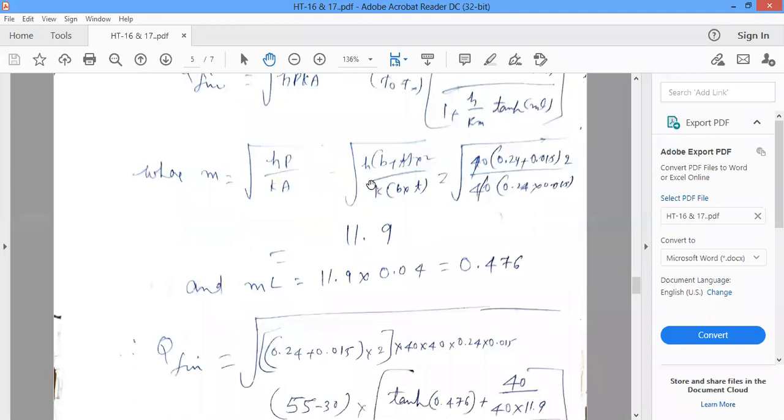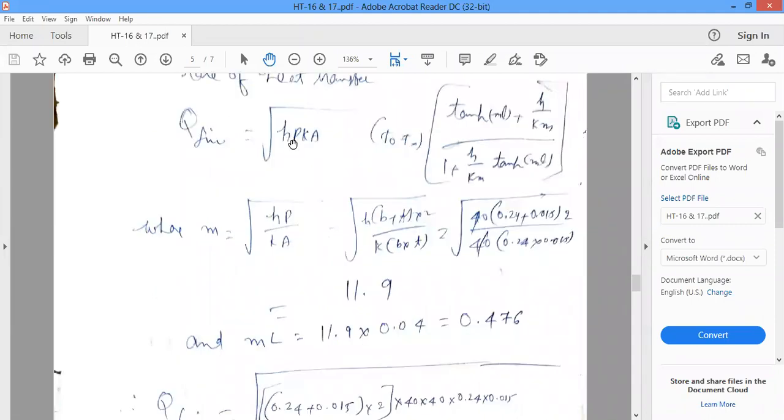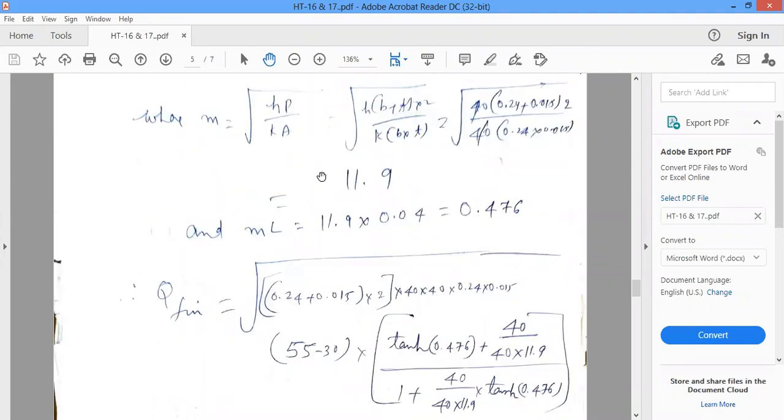Once you got the M value, how to calculate ML? ML is equal to 11.9 into the length of the pin, that is 40 mm, 0.04. Then you'll be getting ML value 0.476. Now substitute all the available values in the heat transfer rate equation. So Q pin is equal to square root of HPKA. H is 40.